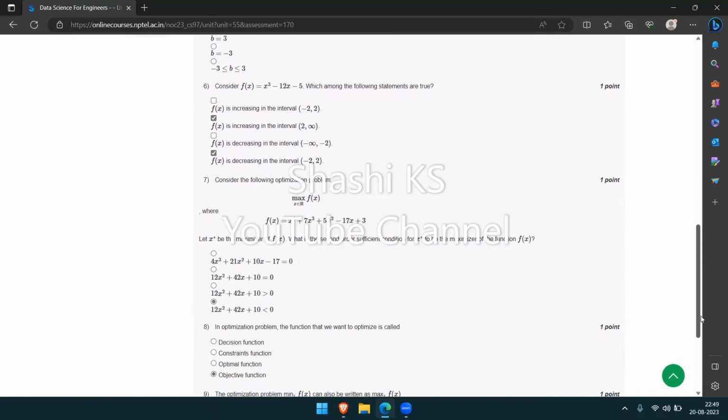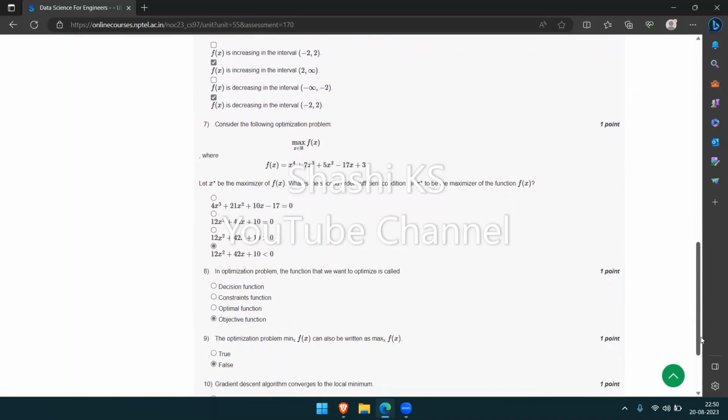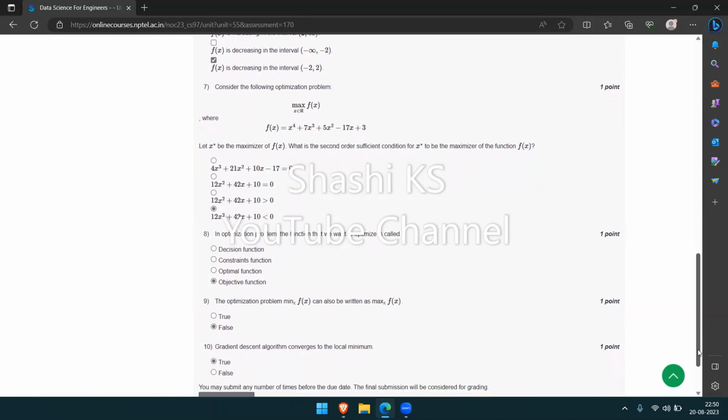Next question is, in an optimization problem, the function that we want to optimize is called as, the answer is objective function. Next question, the optimization problem min x of f of x can also be written as max x of f of x. So this is false. The objective for min x of f of x is not equal to the objective for max x of f of x. So this is false. Next question is, gradient descent algorithm converges to the local minimum. So the answer is true. True is the correct answer.